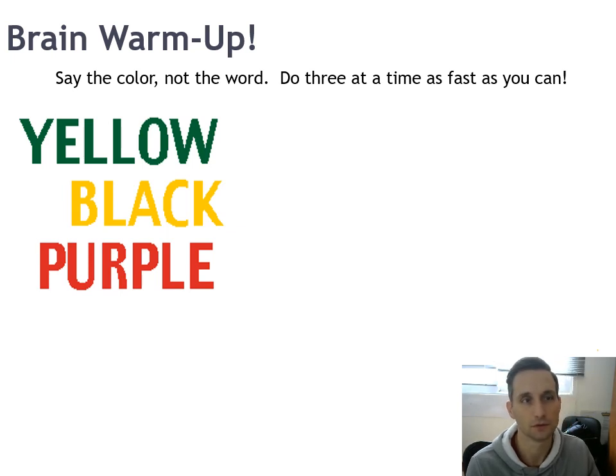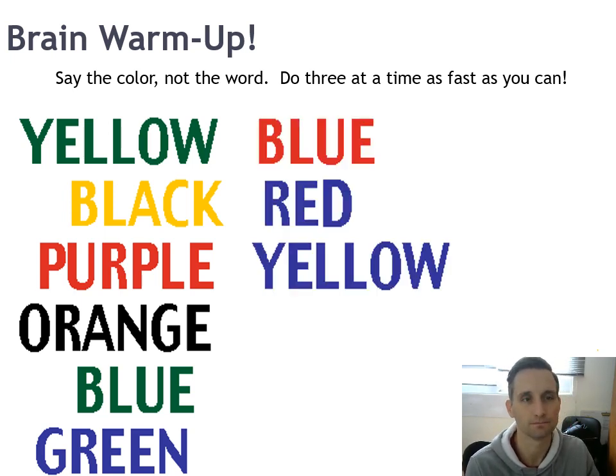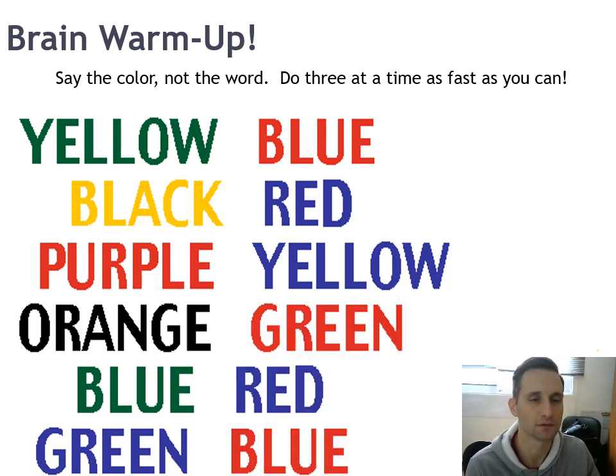How'd you do? Hopefully you were able to go green, yellow, red. Let's do the next one. Getting better? Did you say orange? Maybe you said orange. It happens. How about the next one? That's a super easy one. Red, blue, blue. Okay, next one. Kind of another easy one.